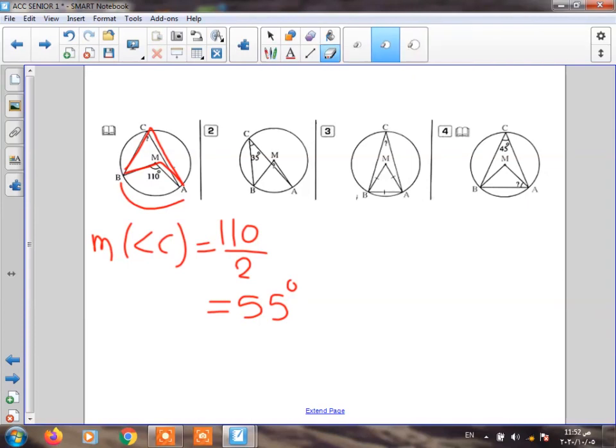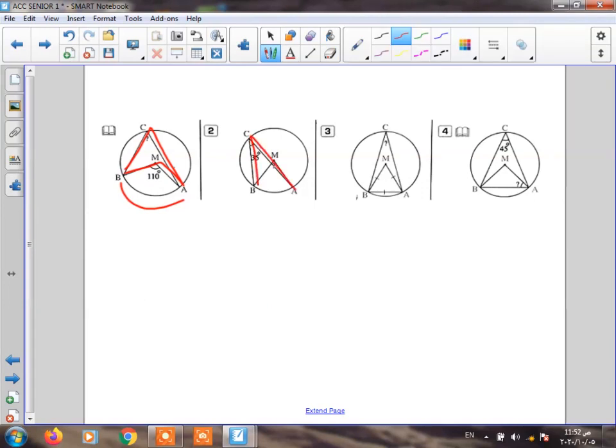Here I have an inscribed angle equal to 35, and we need to get the central angle. The central angle is double the inscribed angle. So now the measure of angle M, which is BMA, equals double 35, which equals 70 degrees. Right?